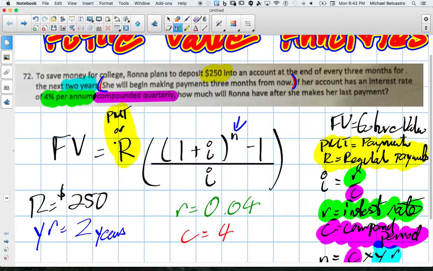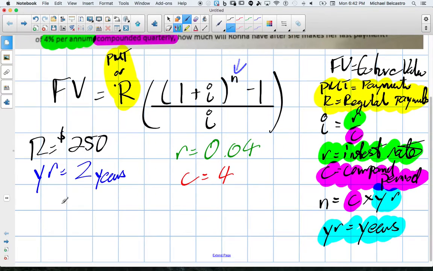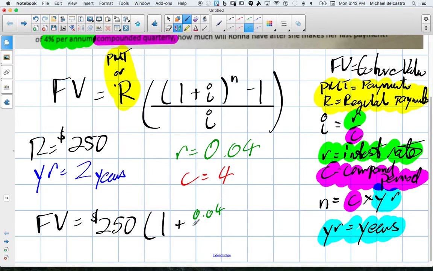Okay, so let's plug our things in. FV is still FV. We don't know the future value that will be in the account. The payments are $250 at the end of every 3 months. 1 is still 1. I is our interest rate, so that's our 0.04 divided by the compound period, which is C.